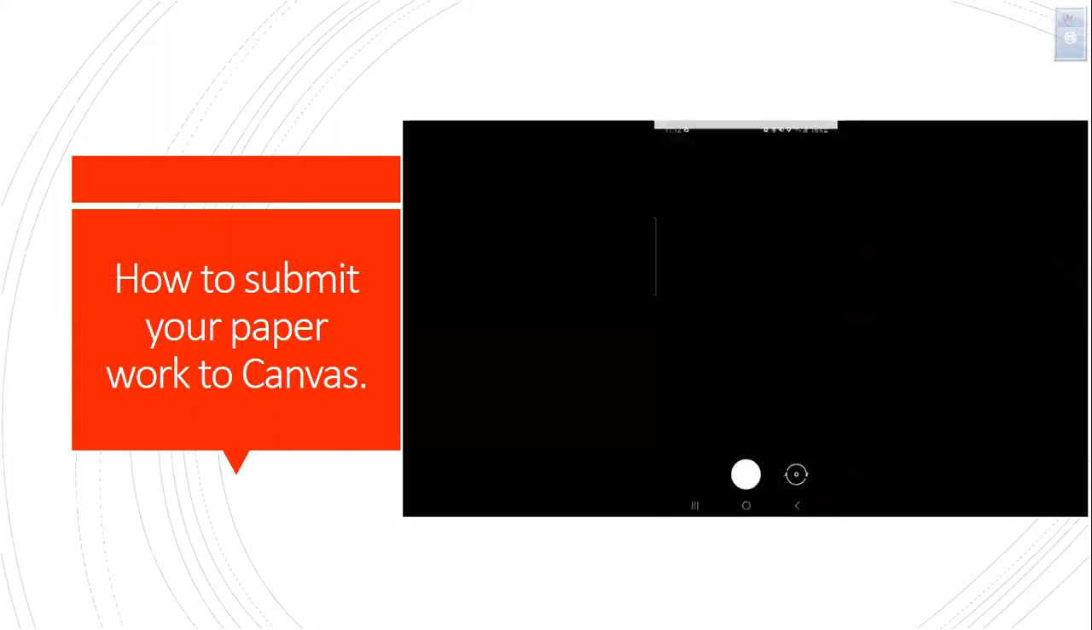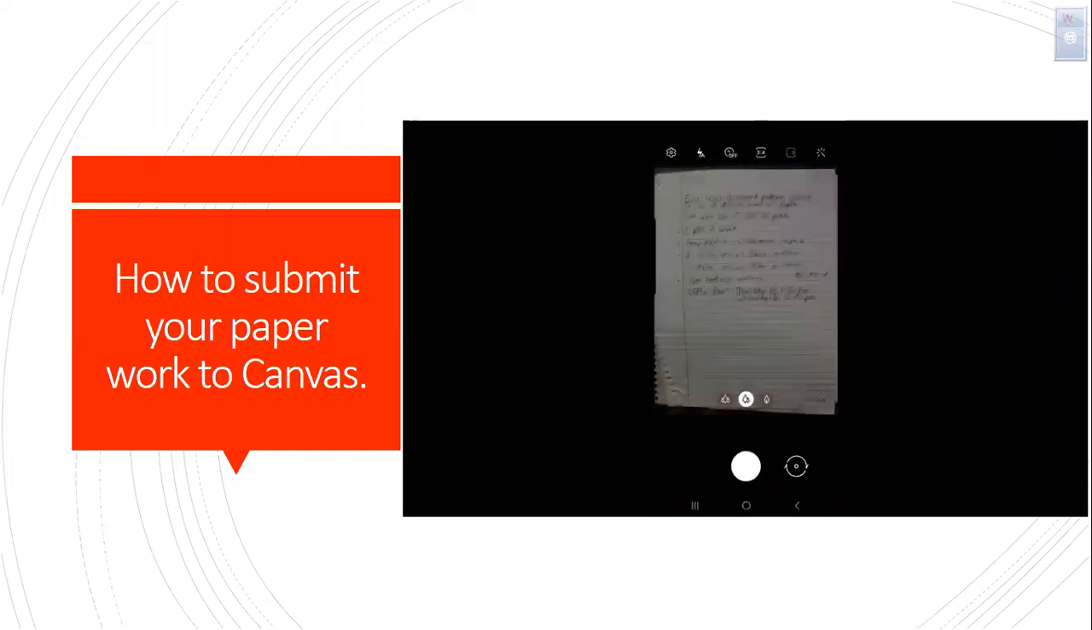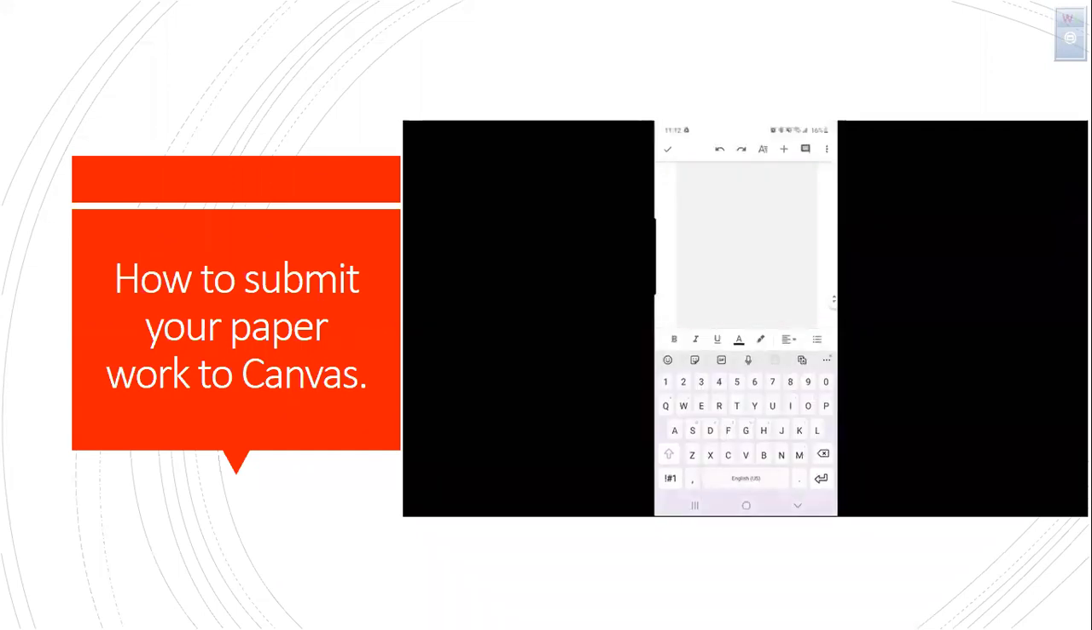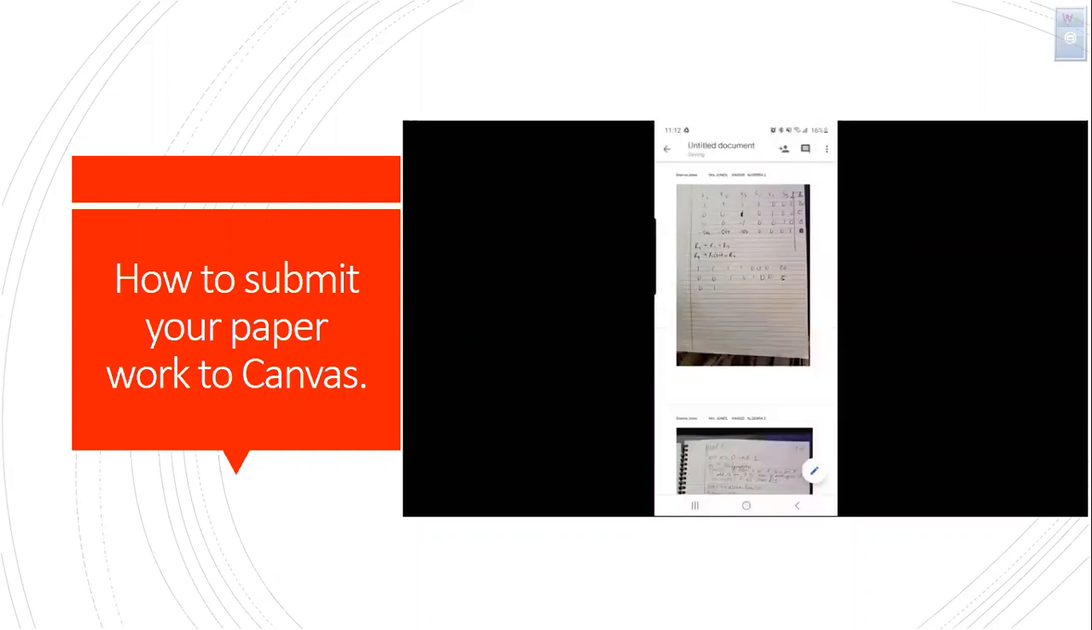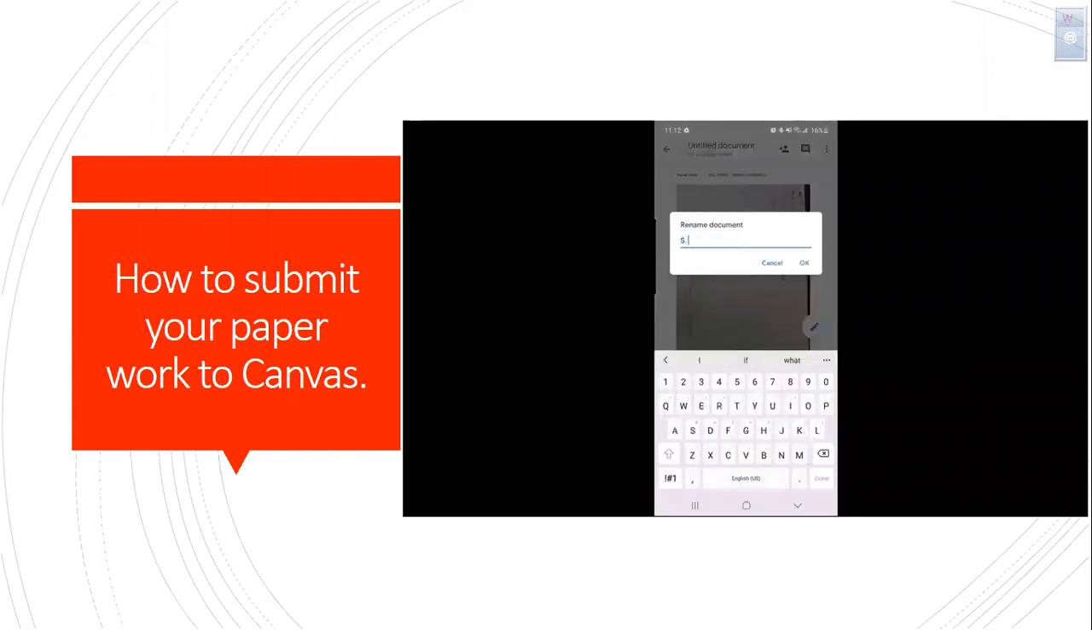Image from camera. Above it, take the picture. And there's my last page of the assignment, and my assignment is done. I can hit check. It's going to save. Then I click on where the title is, and I'm allowed to title it. It's a good idea to title things with your name, and then what the class is and the assignment.